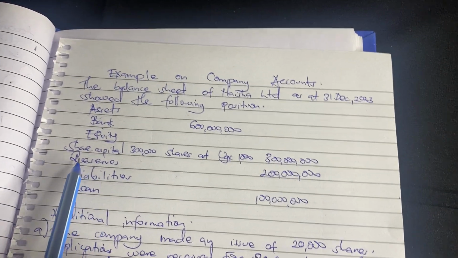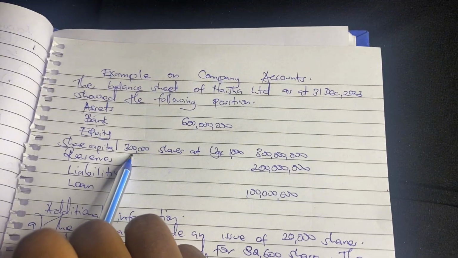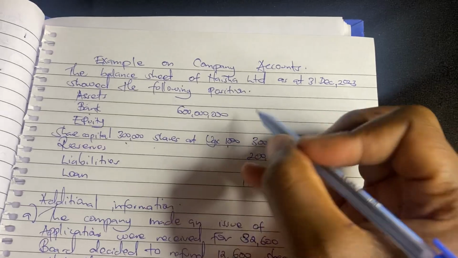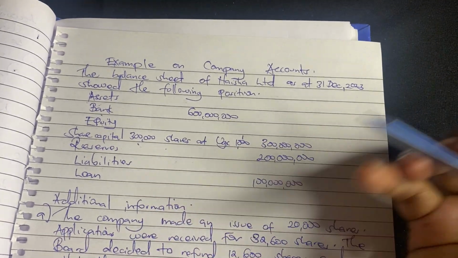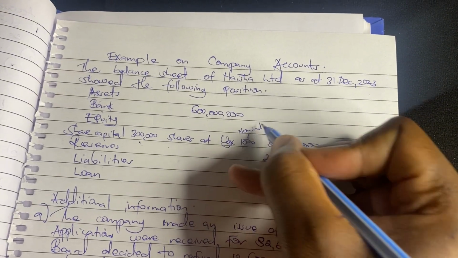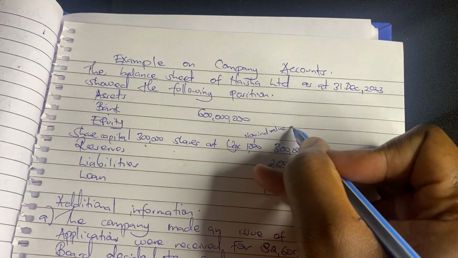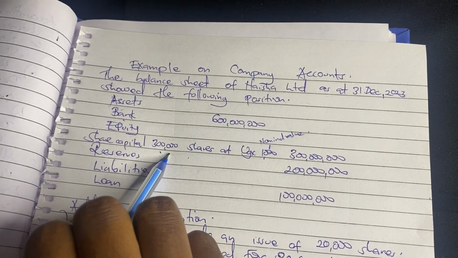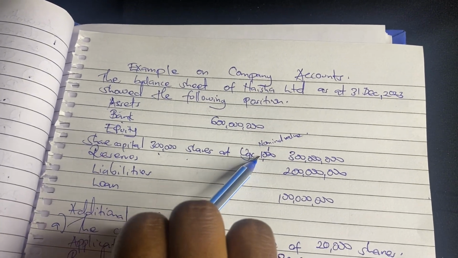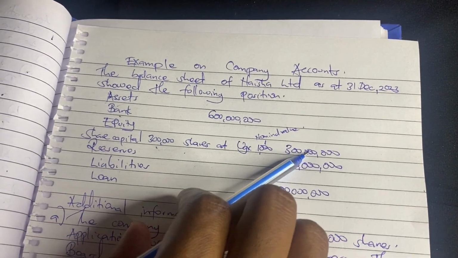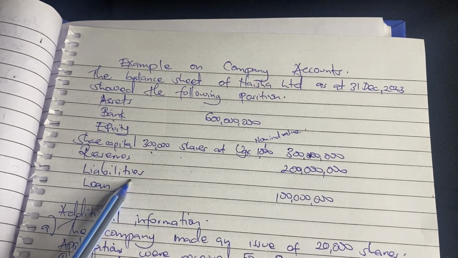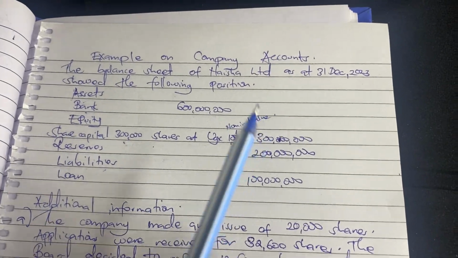Then under equity we had share capital of 300 shares at UGX 1000 each. So this value that is given in the balance sheet is the nominal value or the real value of the shares. So share capital of 300 shares at 1000 each. When we multiply 300 times 1000, it's why we get this 300M. Then we have reserves of 200M, and under liabilities we have loan of 100M.